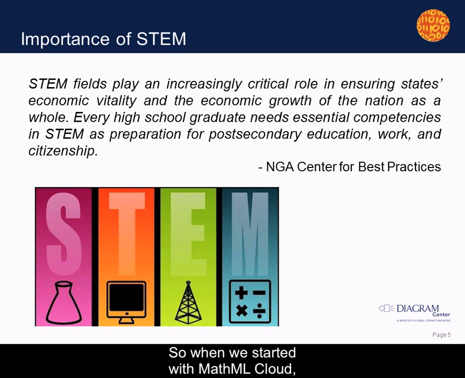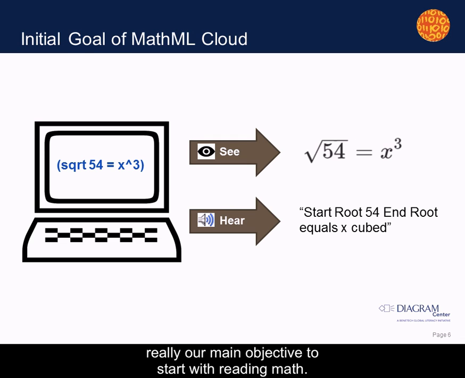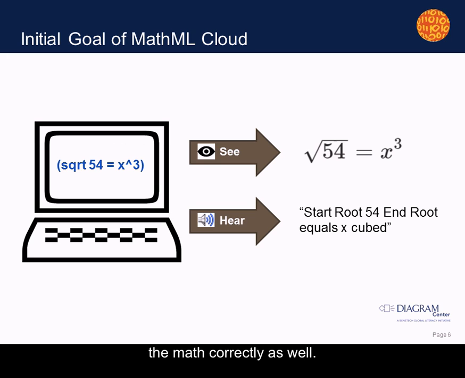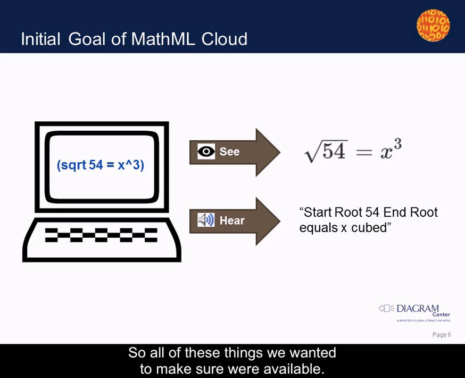So when we started with MathML Cloud, really our main objective was to start with reading math. So the initial goal was to make sure that when math is inputted in digital form, whether that's using ASCII Math, LaTeX, or MathML, those are some of the most common input modes, a student or end user would be able to see the math rendered correctly, with all the proper symbols and exponents and all those different things that you can probably see on screen right now. And we also wanted to make sure that students were able to hear the math correctly as well. So in this particular case, it would be read as "square root of 54 and root equals x cubed." So all of these things we wanted to make sure were available.